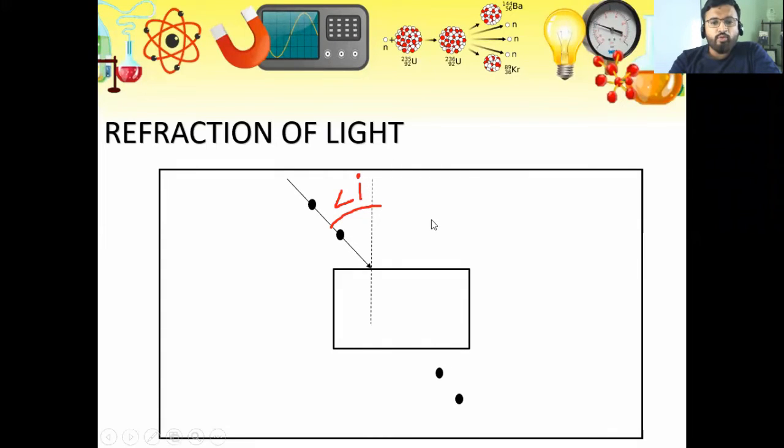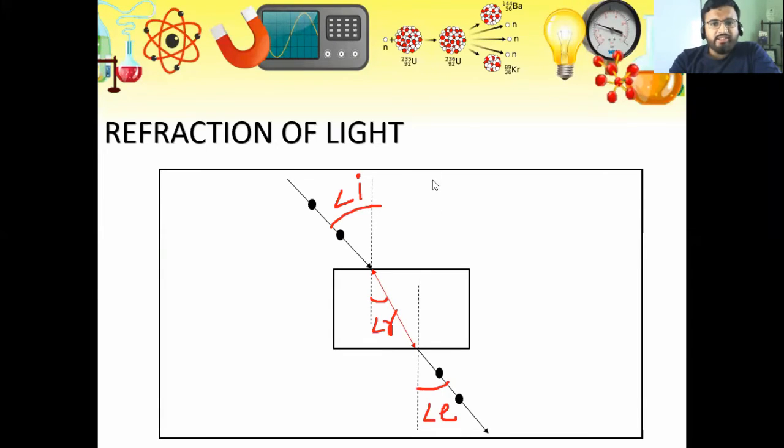Now, if we connect the two points on the other side, it gives the emergent beam of light, meaning the light is coming out of the glass slab in this direction. Now, we can also draw the normal over here. The angle between this emergent ray and this normal is known as the angle of emergence. Now, one can easily notice that there is a slight shift in the path, which proves that light has bent when it was passing through glass. The angle between the normal and the refracted ray is known as the angle of refraction.